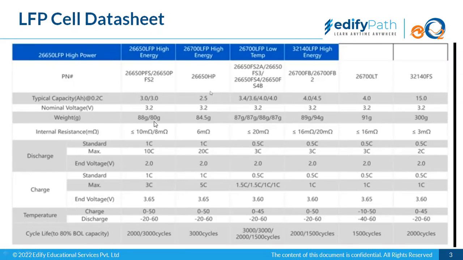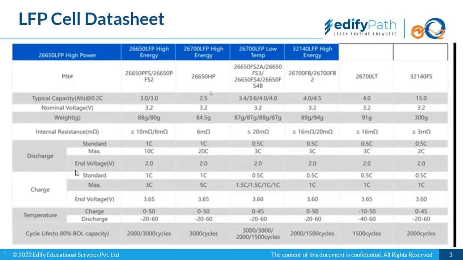Weight starts from 88 grams and can go as high as 300 grams for the 32140 cells. Internal resistance we have discussed; it is different for different cells. Definitely for the same kind of cell coming from a different manufacturer, the internal resistance might differ. Discharge rating is 1C, but for bigger cells they have defined safe levels at 0.5C. Discharge maximum is 10C, 20C, and for the bigger cell they have reduced it to 2C. As we discussed, the maximum is only for a very short span of time.